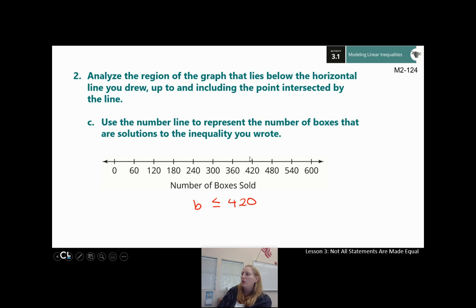Well, I know that 420 is important, and so I'm going to put another circle there, a little dot right on my 420. But this says that B is less than or equal to 420. So all the less than stuff is going to be to our left. So I'm going to draw a big arrow coming all the way down to the left. And you just wrote the inequality on the number line. Check that out.